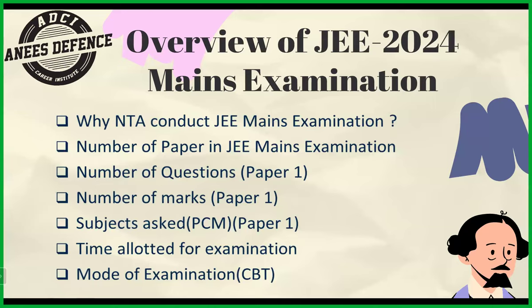Now, the number of papers in the JEE Main examination: there are three papers. One is called Paper 1, the main paper for JEE aspirants. The second paper is Paper 2A, that's for B.Arch. And the third paper is Paper 2B, that's for planning. Basically, I will concentrate on Paper 1.